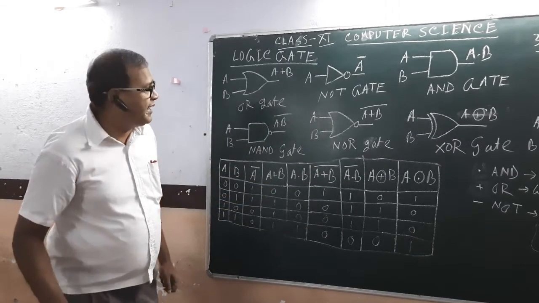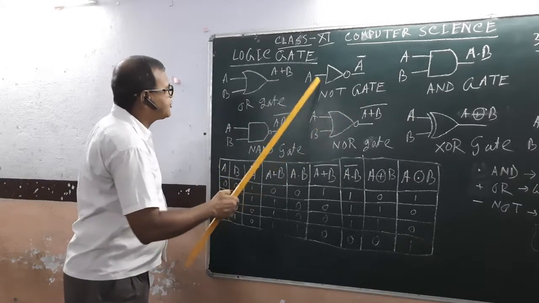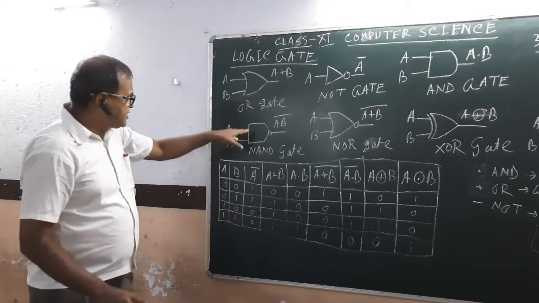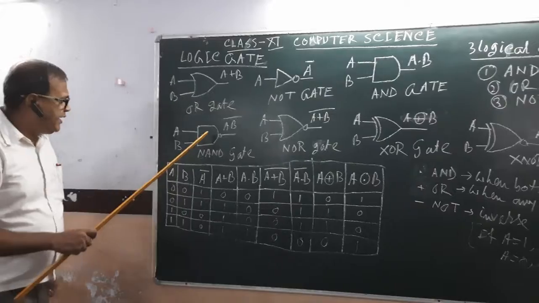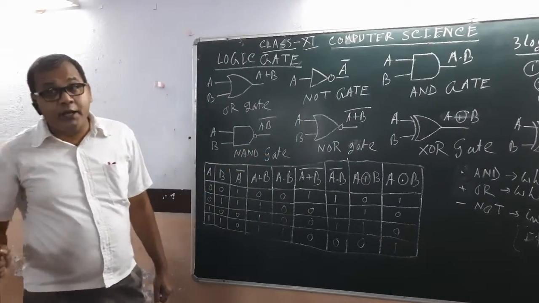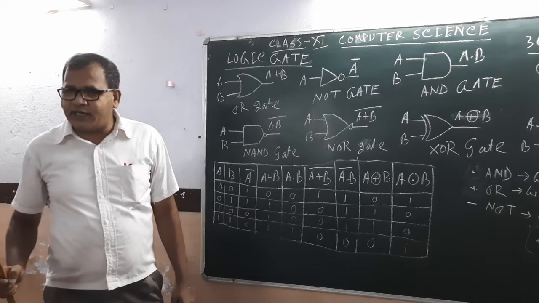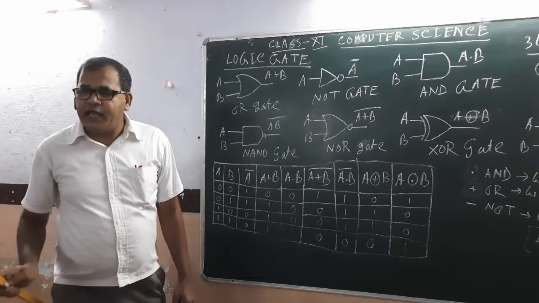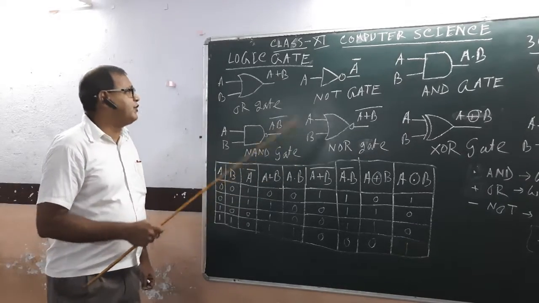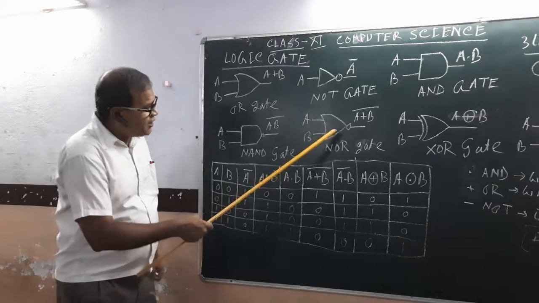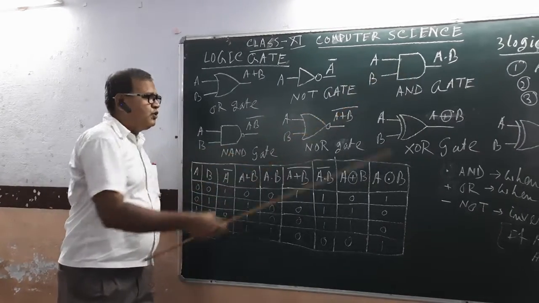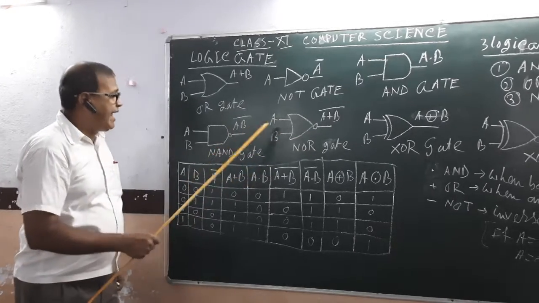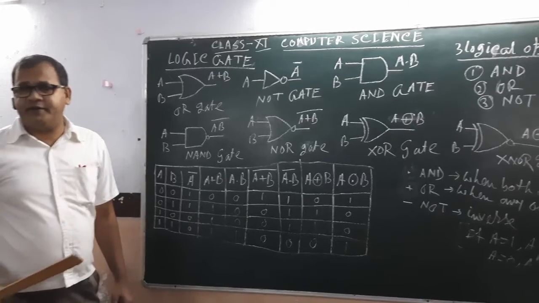So AND, OR, NOT, these three elementary gates. Here are the symbols. And moreover, one point I am telling you, that is NAND and NOR. These two gates, NAND gate and NOR gate, are universal gates. But why universal gates? Using the NAND gate as well as the NOR gate, we can draw any elementary gate. Maybe using NAND gate we can draw the OR gate. Maybe using NOR gate we can draw the AND gate also. Any gate we can draw using these two gates. So that is why NAND and NOR both are universal gates. Clear?